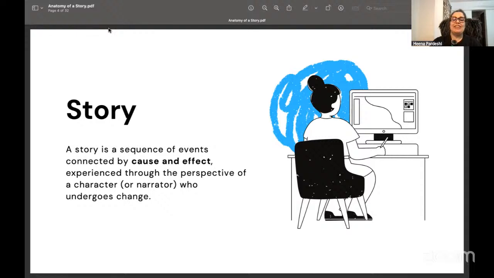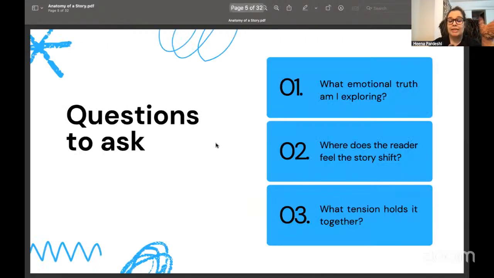So, when we craft stories, we need to be asking ourselves three very main questions, three very, very important questions. First is, what emotional truth am I exploring in the story? Second is, where does the reader feel the story shift? And third is, what tension holds it together?